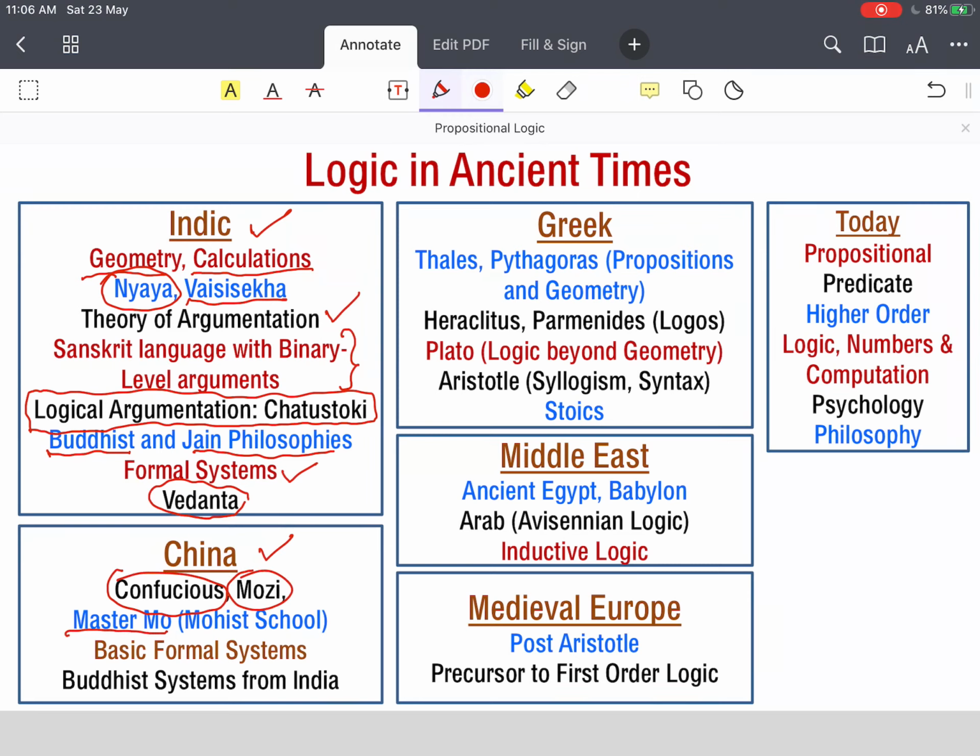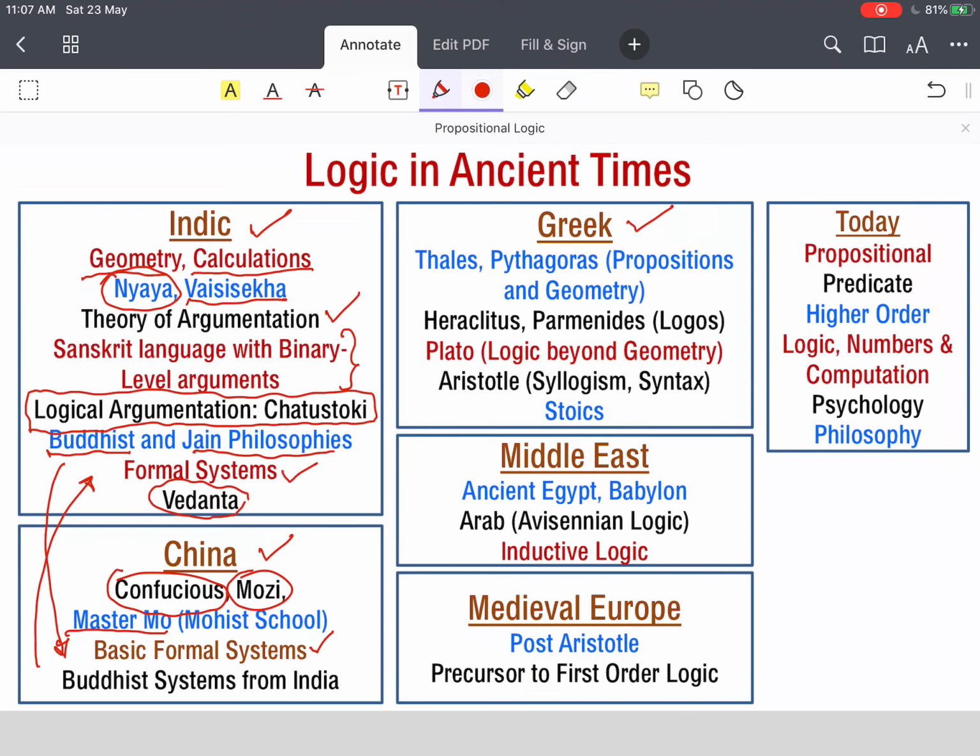China, in parallel, through the great philosophers Confucius, Mozi, and Master Mo, developed their own philosophical schools, and they started to develop basic formal systems. Finally, the Buddhist philosophical systems came into China and had a profound influence on Chinese philosophies. Even the Buddhist philosophies of China also affected the Tantric philosophies of India.